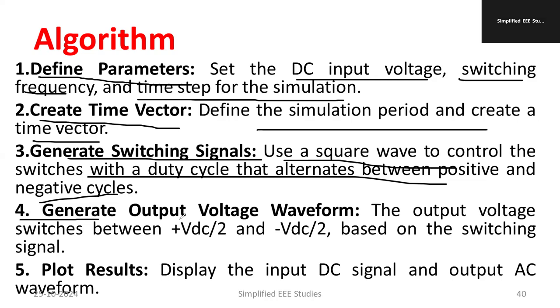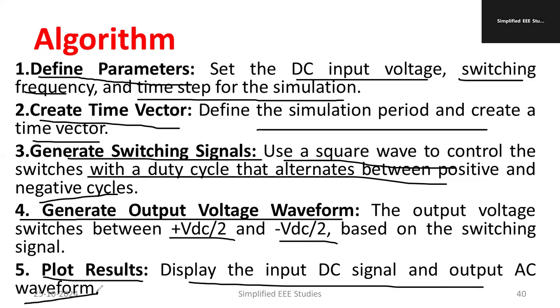In the next step, generate the output voltage waveform. The output voltage waveform will be plus VDC by 2 and minus VDC by 2. Then you need to decide the frequency of the output voltage. Once that is done, up to step 4 your code will be completed. Later, you will be plotting the results, displaying the input signal and output waveform using the command plot. So these are the basic steps involved in the design of a single-phase half-bridge inverter using MATLAB.